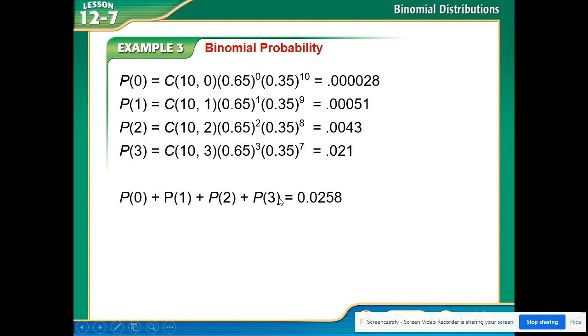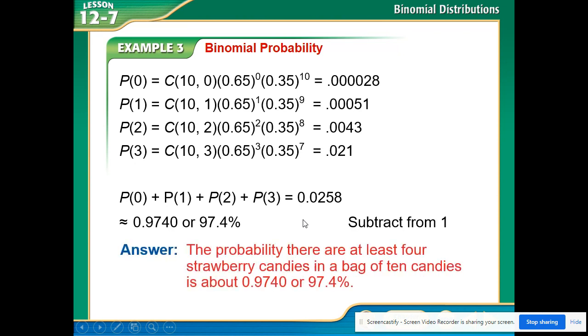So we go ahead and add all of our values up, the 0, the 1, the 2, the 3, and we get 0.0258. Now that is a decimal, so we need to make that a percent. And again, we subtract it from 1 to get 0.974, move it over two places: 97.4% of the time, they'll have at least 4. So the probability of at least 4 is about 97.4%. And that's how we can use binomial probabilities.